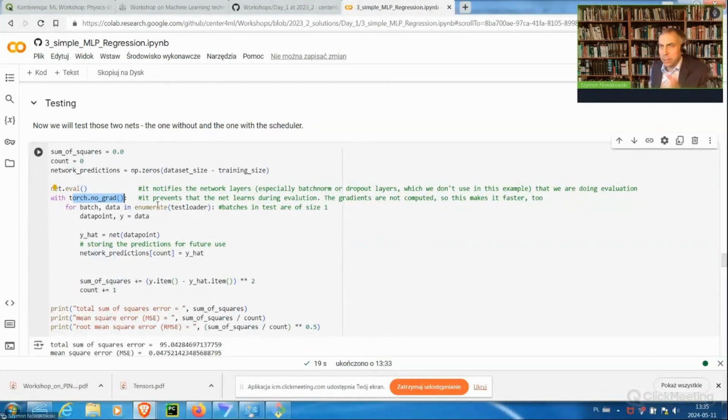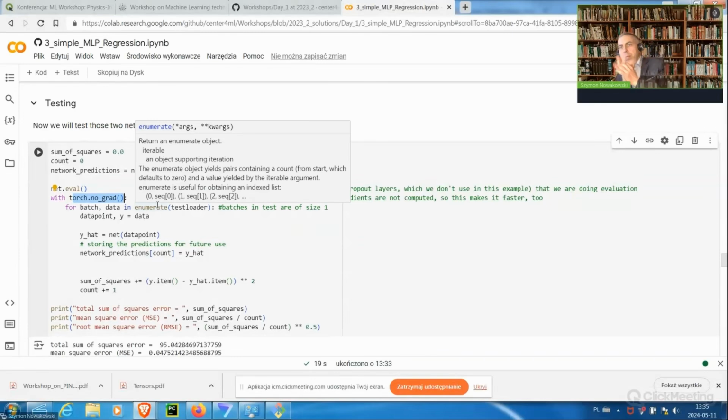This is telling PyTorch not to update the gradients, because we do not want our network to learn anything from the test set. We want it to be agnostic to the test set. So just to be on the safe side, we tell Torch, do not calculate any gradients during what we will be doing next.